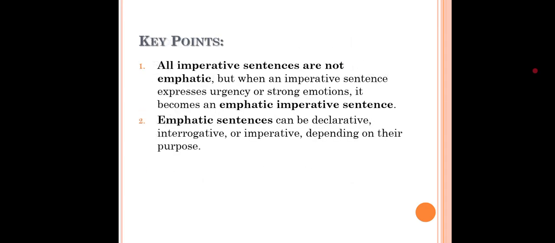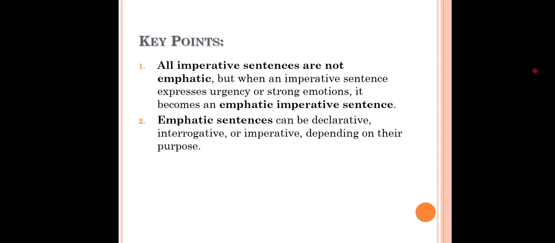And lastly, key points. First one, all imperative sentences are not emphatic. You have to remember this point. All imperative sentences are not emphatic, but when an imperative sentence expresses urgency or strong emotions, it becomes an emphatic imperative sentence. Means when an imperative sentence shows its urgency or emotion or strong presence or strong commands, then we need to recognize that kind of sentence as an emphatic imperative sentence.